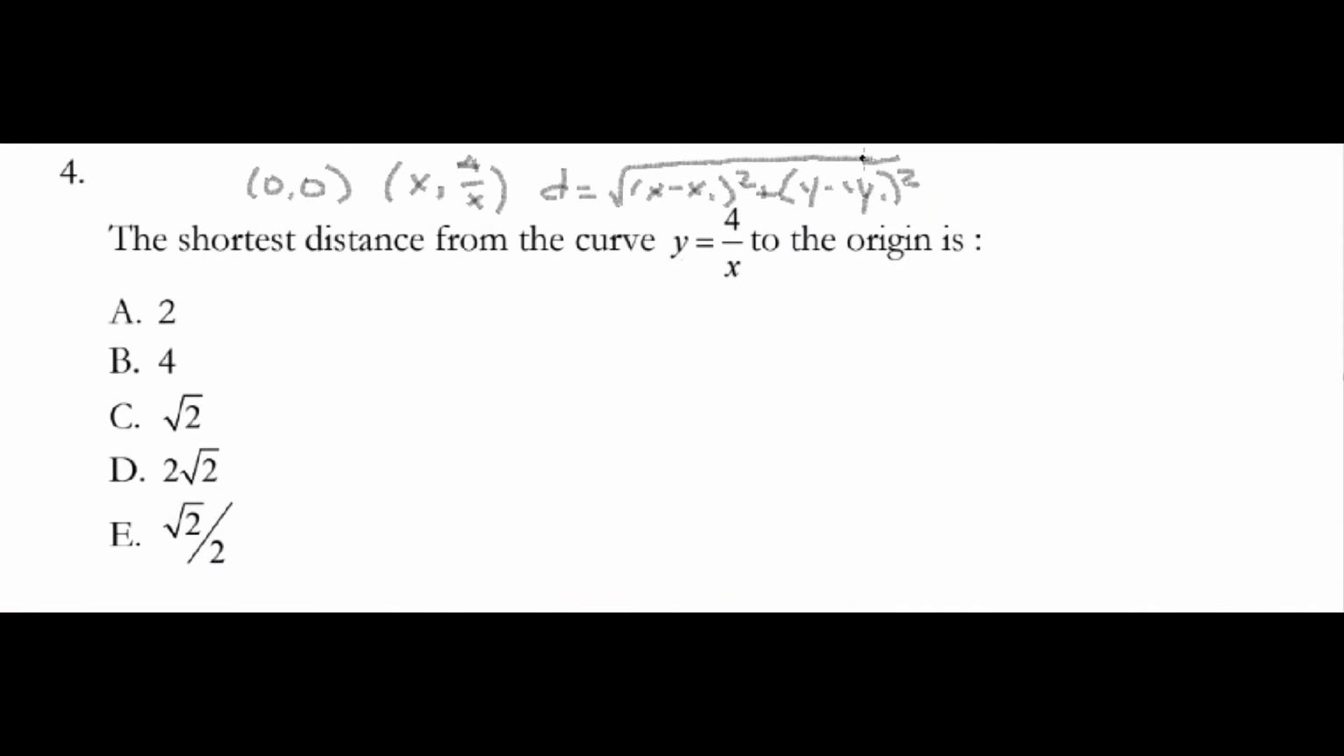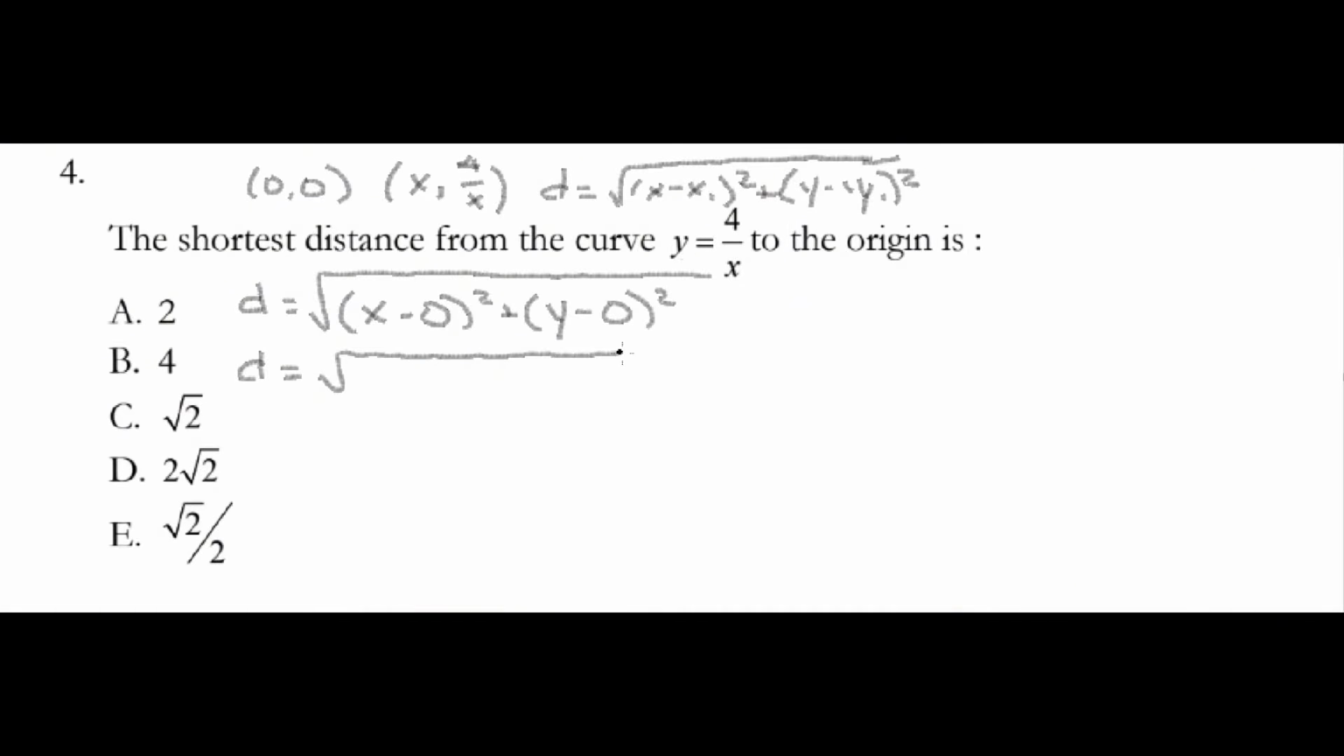Now, trying to remember the distance formula can be tricky, so commit this one to memory. It's going to be the difference of the x values squared plus the difference of the y values squared, taken the square root of, because it's derived from the Pythagorean theorem. So we're going to represent the x value as x, but notice that the second value, the y value, we're not going to put as y. We're going to write it as 4 over x because that's the curve we're looking at.